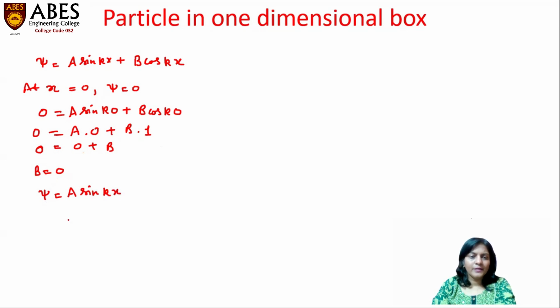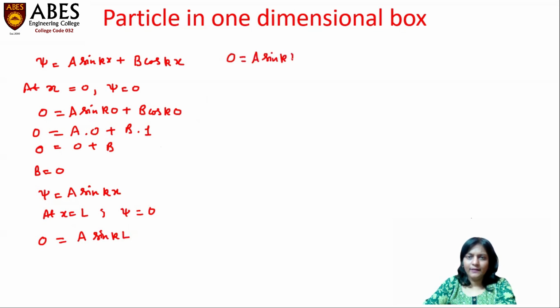Now we will apply another boundary condition to determine the value of the constant A. The other boundary condition is at x equal to L, psi is again 0. So 0 is equal to A sine KL. A cannot be 0, otherwise the whole solution becomes 0, which is not possible. It means sine KL is equal to 0, which shows that KL is equal to n pi.